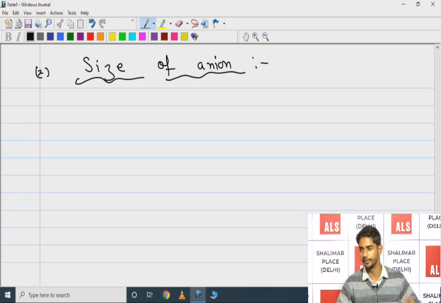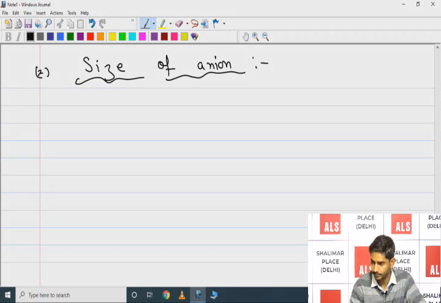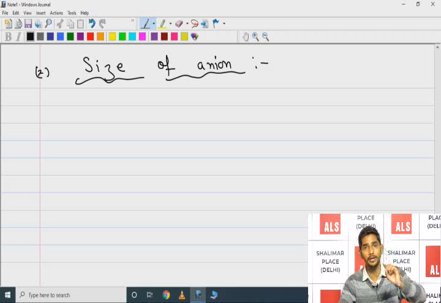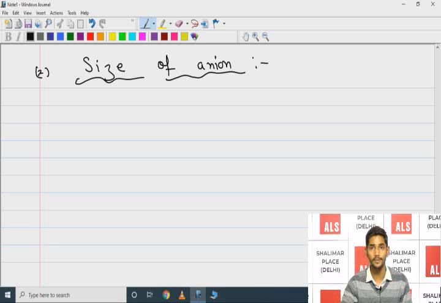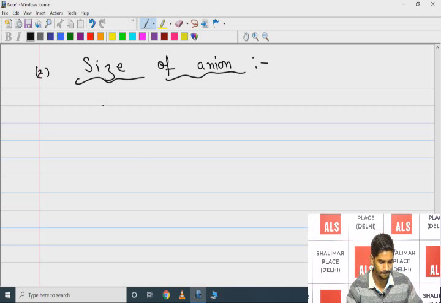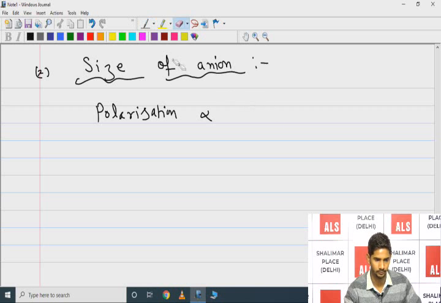Yes, absolutely right, Itanagar. Yes, absolutely right, Shillong. If size is bigger, it means that it will feel less force of attraction, means it is easy to deform. Okay, and higher is the deformation, higher will be the covalent character. So what can we say? That polarization is directly proportional to what? Size of anion.